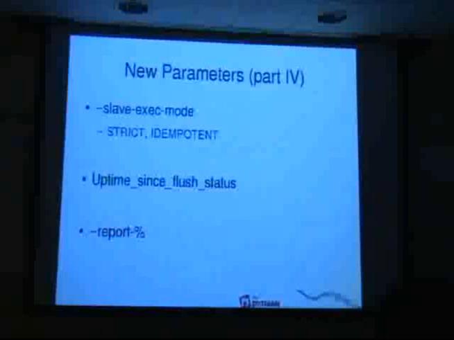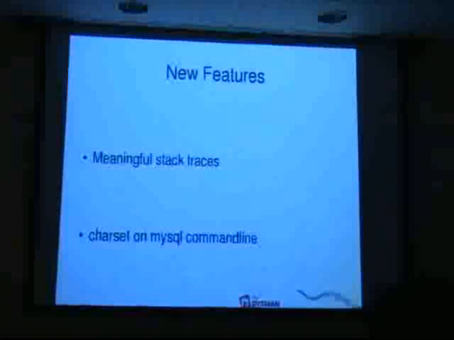Uptime since flush status, which is pretty useful, and I think Jeremy Cole actually put that in ages ago. Basically, if you flush the variables, you want the uptime since you last flushed it, because the number of queries is different. The number of select statements is not from the uptime of the whole server, it's just since the last time you flushed. And there's some report, like report host, report user, things like that, for, again, just like hostname, it's a parameter that you can show.